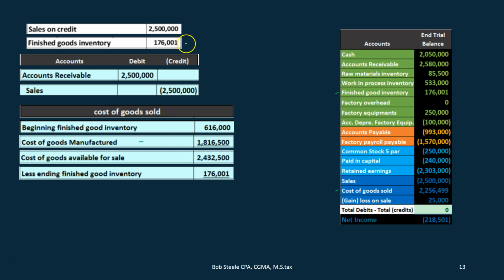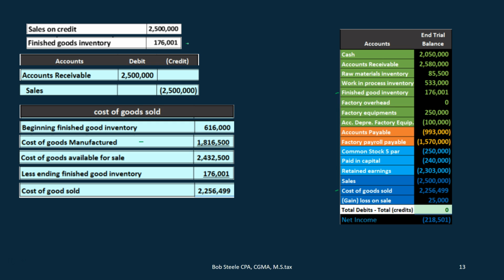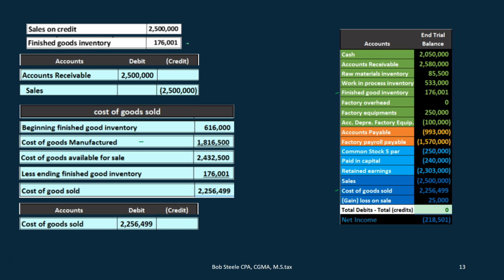Again, the problem gave us that information. So we got the 176,001, and therefore we're left with cost of goods sold of 2,256,499. That would be the cost of goods sold, allowing us to do the second half of this journal entry, which would be a debit to cost of goods sold of this number, and then we're going to credit the finished goods inventory.